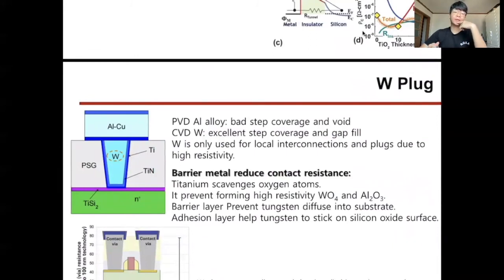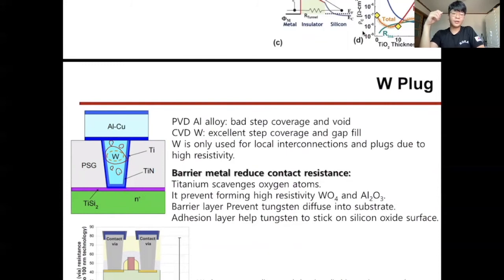Nowadays, we use tungsten for the via on the MOSFETs, because aluminum or copper has very bad step coverage, and it can make a void in the metal plug. The void is a defect for the mean free path because of interference from the void. So now we use tungsten, because tungsten has excellent step coverage and can fill the gap evenly. So there is no void.